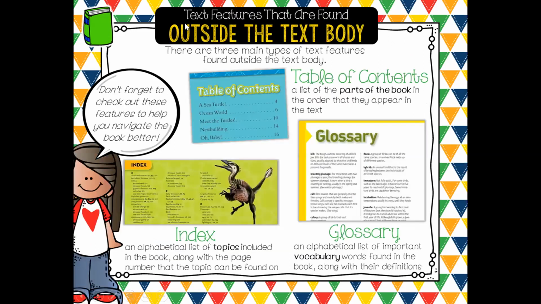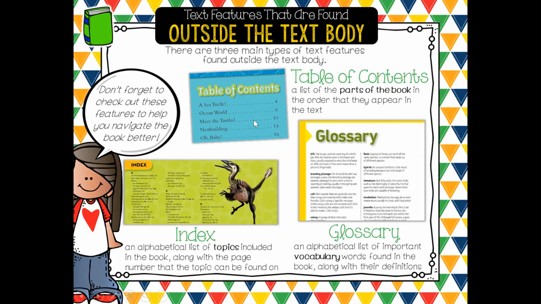All right, now we're going to go to text features outside the text body. So there are 3 main types of text features found outside the text body. I'm pretty sure that all of you have heard of the table of contents. This is a list of parts of the book in the order that they appear in the text. So over here is an example of table of contents.